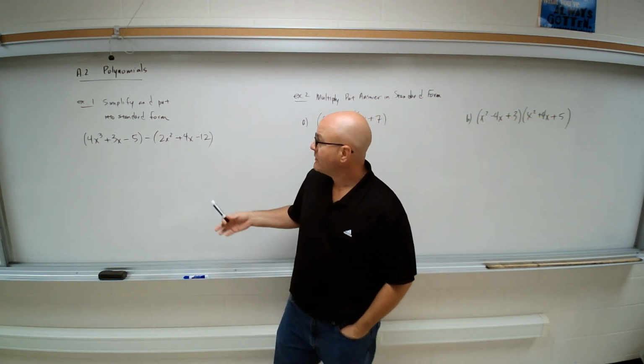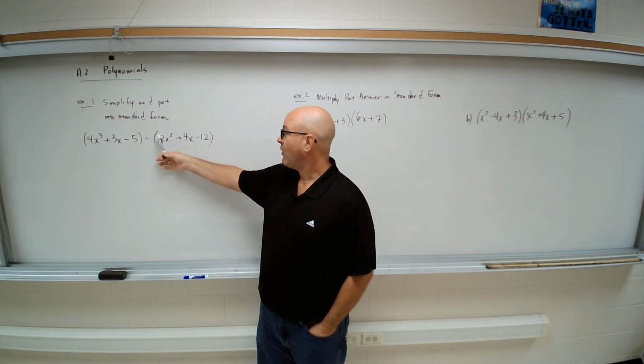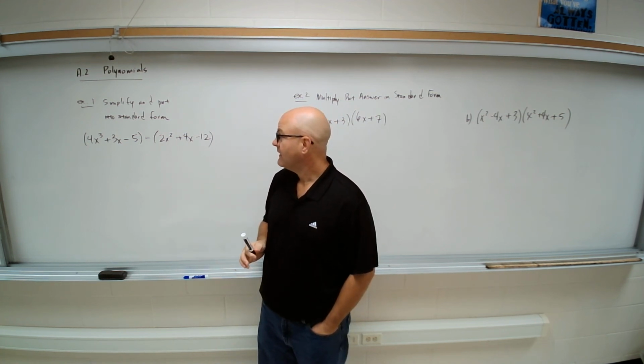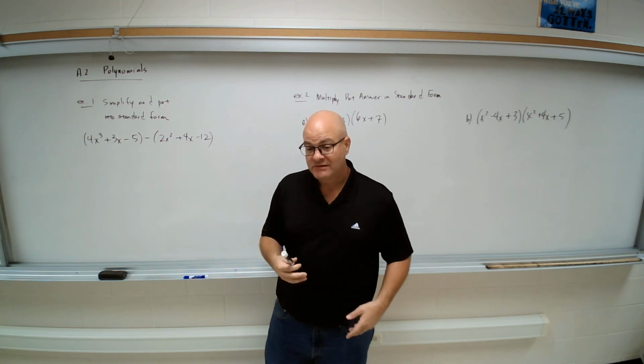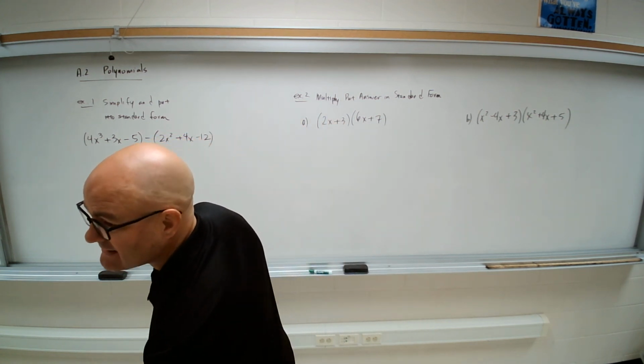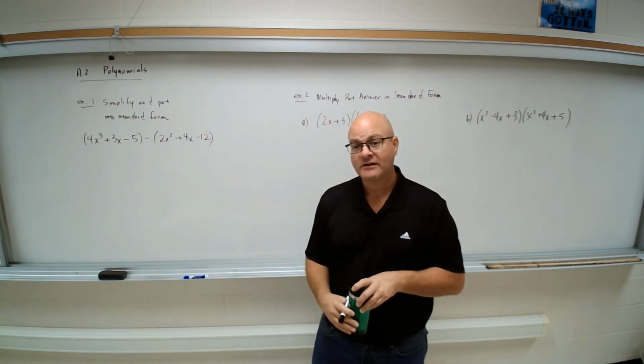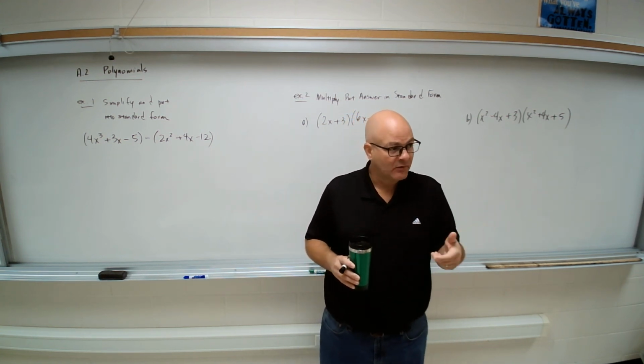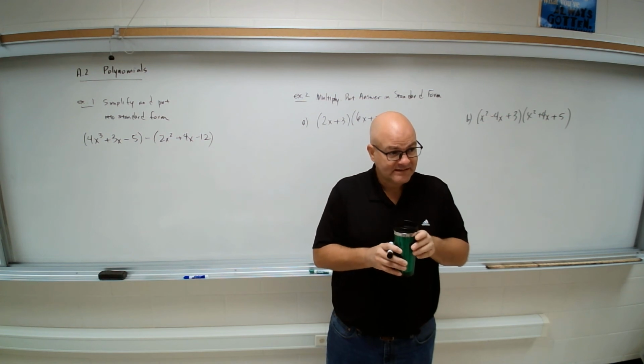So what we're going to do is, because we know that we're subtracting this whole trinomial here, this 2x squared plus 4x minus 12, my first step is just to get rid of the parentheses. Then I'm going to go through and collect like terms, right? We talked a little bit about like terms with radicals, but remember with exponents, they just have the same letter with the same variables on them.